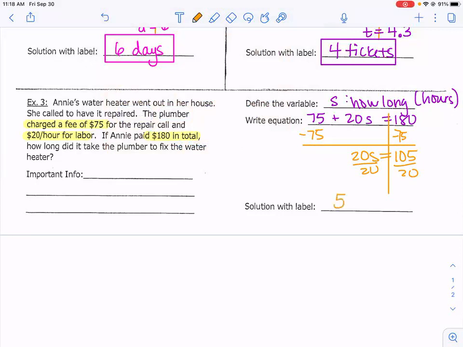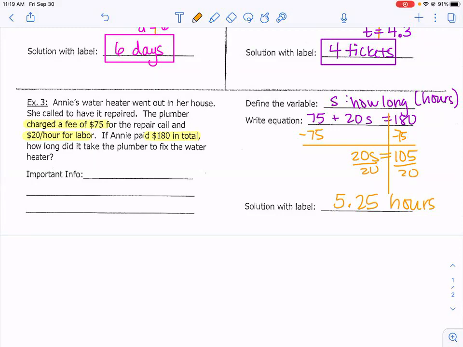Okay, let's talk about how that makes sense. Can it take a portion of an hour to work on something? Yeah, so it took him 5 hours and a quarter of an hour. What's a quarter of an hour? 15 minutes. So it took this person 5 hours plus 15 minutes to work. That makes sense. In this case, a decimal's okay.